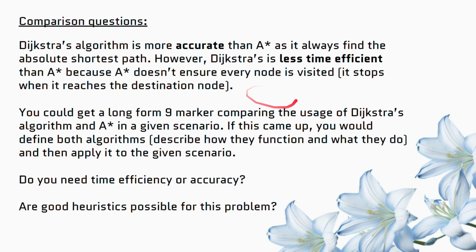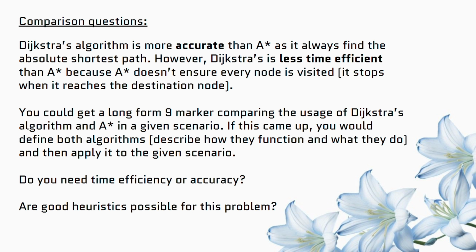Because A-star doesn't ensure every node is visited, right? It stops once you reach the final node. But that doesn't mean that it's the most efficient path because those nodes that you haven't finished might actually lead to a better path, but your heuristic might have just been horrible. So what that means is A-star is quite dependent on how good the heuristic is, right? If the heuristic is really inaccurate, it will lead you down a path which actually doesn't really minimize it at all if your heuristic is misleading you completely, right?